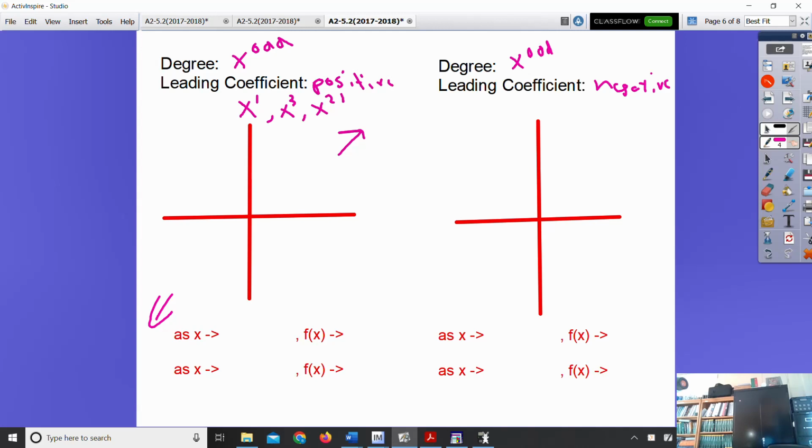If you make that leading coefficient negative, so now you're thinking something like negative x to the first, or negative x to the 29th power, whatever. If you make that leading coefficient negative, what's it going to force on the graph? Please don't say flip. Reflection. Thank you. It forces a reflection.